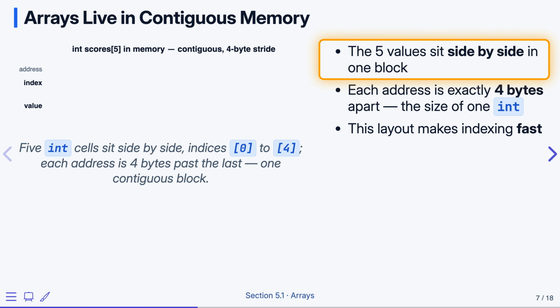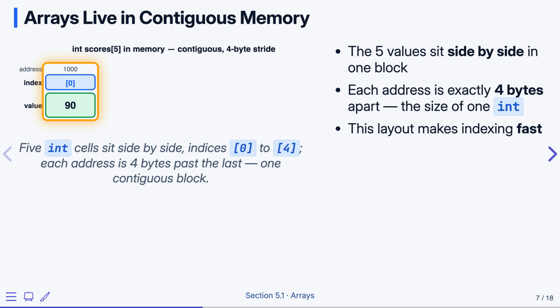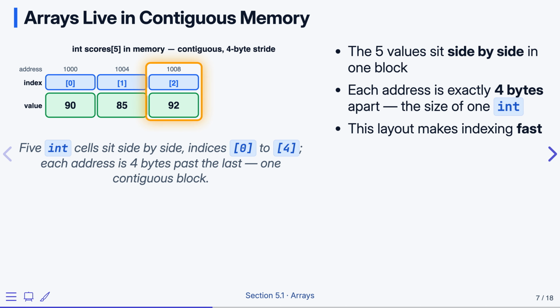An array lives in one unbroken block of memory. This is scores, with 5 int slots sitting side by side. The first slot is index 0. Its value is 90, and it lives at address 1000. Next to it index 1, value 85, at address 1004. That is 4 bytes after the first slot. Index 2, value 92, at address 1008.